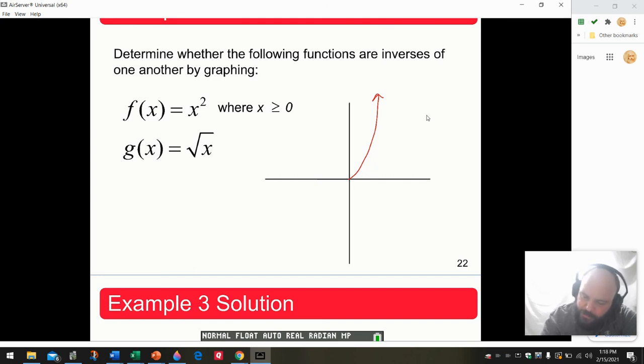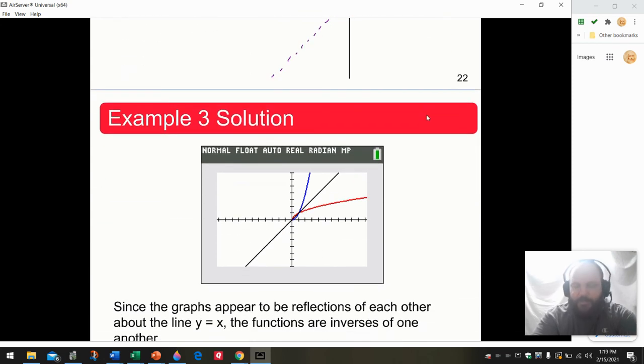That's one of our parent functions, if you recall. It starts at the origin, goes up, and then comes over like this. And what you hopefully see is that these are indeed reflections about the line y equals x. If I draw a diagonal line right up through there, you can see that they are reflections of one another. And if you look at the graph, there's an actual graph from a graphing calculator. You can see that they are reflections.